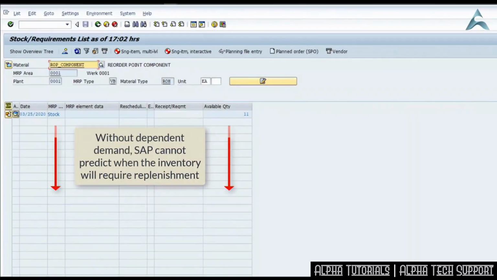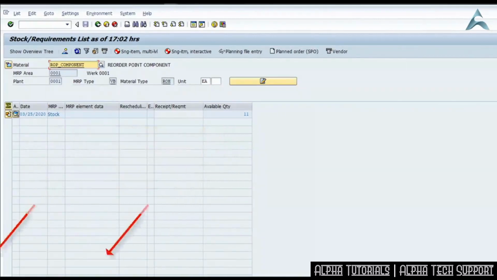That's not how this particular material is going to work. All we can do is keep track of what we currently have in stock, and when it drops below a threshold, trigger a replenishment. That is what we're going to do here. We currently have 11 in stock.